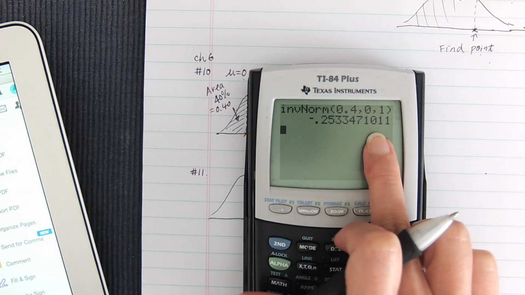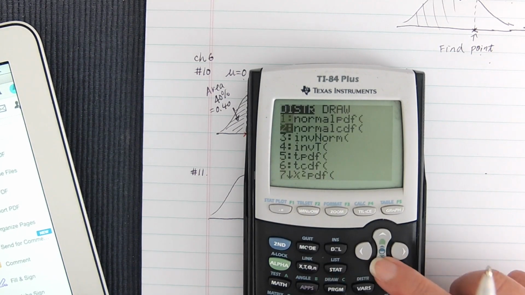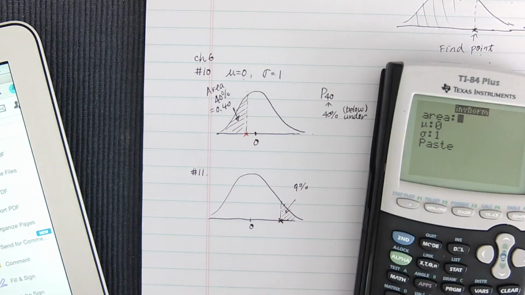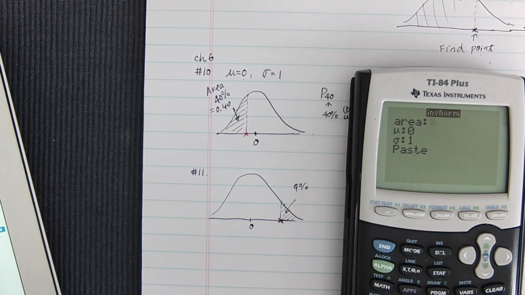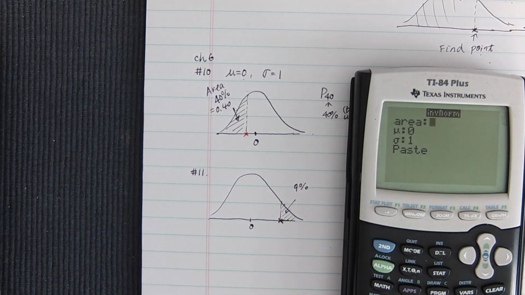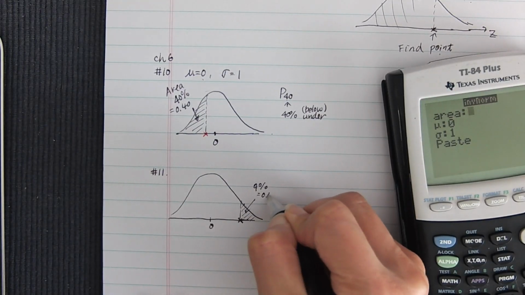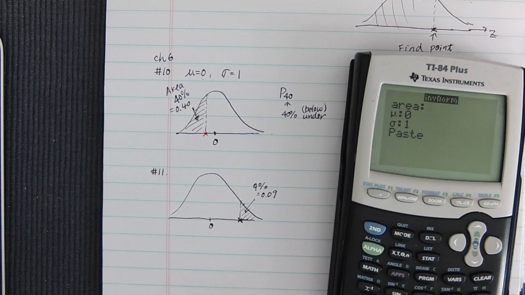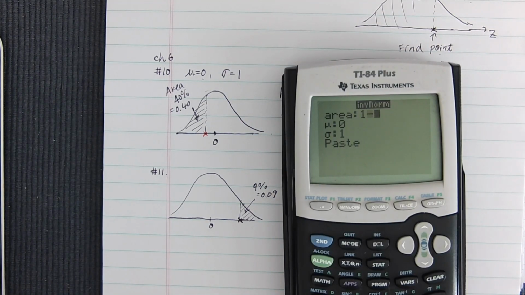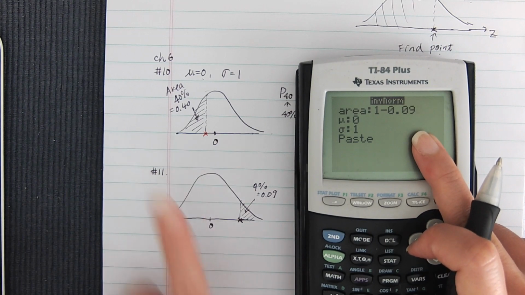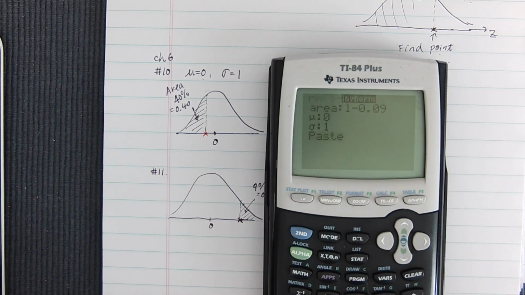Oh, it's inverse norm again. How do you type the inverse norm? What number should I type? This is 0.09, right? 1 minus 0.09, right? Because what's your left? The 0.1. That's it. That's the answer.